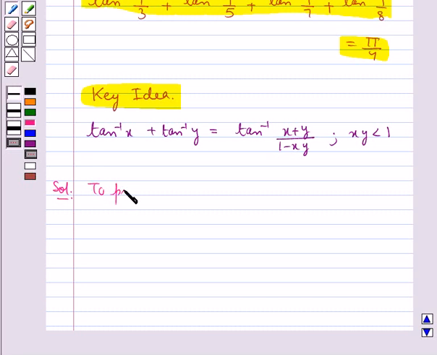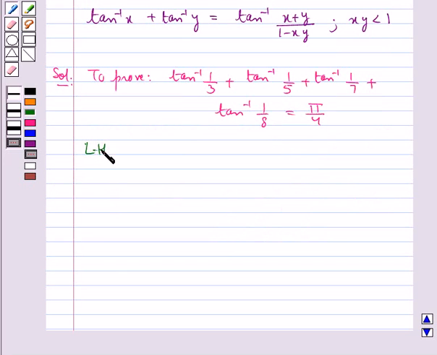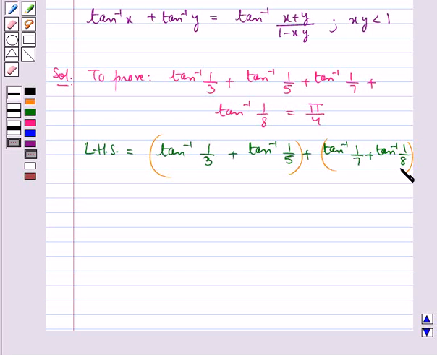We have to prove that tan inverse 1 upon 3 plus tan inverse 1 upon 5 plus tan inverse 1 upon 7 plus tan inverse 1 upon 8 is equal to pi upon 4. Now first let's consider the LHS, that is tan inverse 1 upon 3 plus tan inverse 1 upon 5 plus tan inverse 1 upon 7 plus tan inverse 1 upon 8. We put these two terms in one bracket and these two terms in the other bracket.